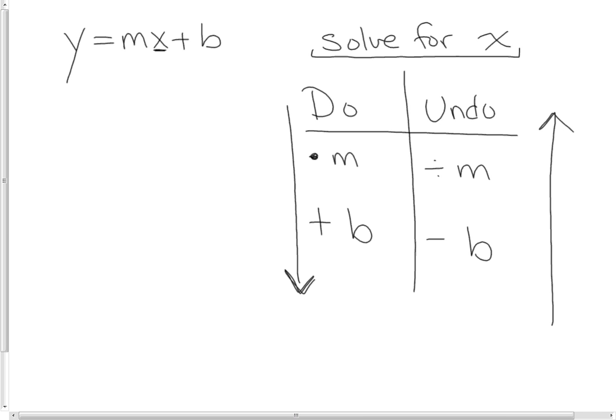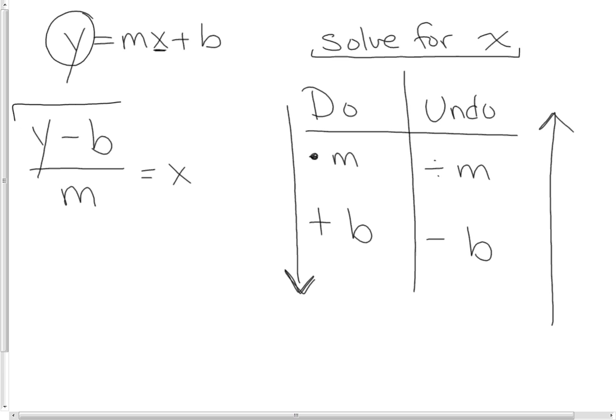And then we're going to work our way up the undo column. What I mean by that is, rather than starting at the top with dividing by m, we start with subtracting b. Well, what do we start with? We start with the other side of the equal sign, whatever is on the opposite side of the equal sign from the variable you're trying to isolate. So we start with y, we subtract b, and then we divide by m, and that is equal to x. Simple as that.